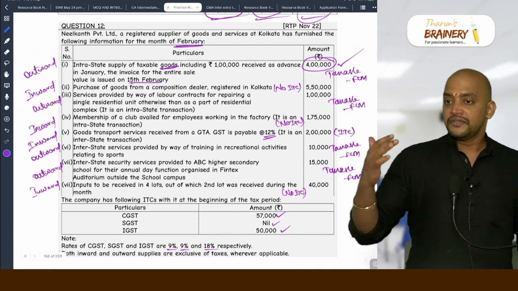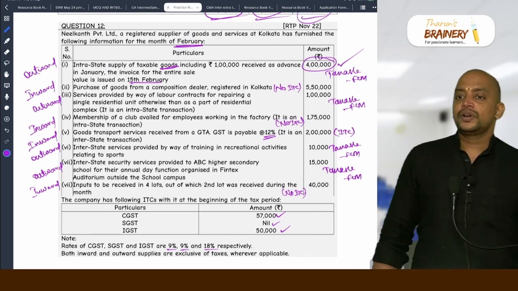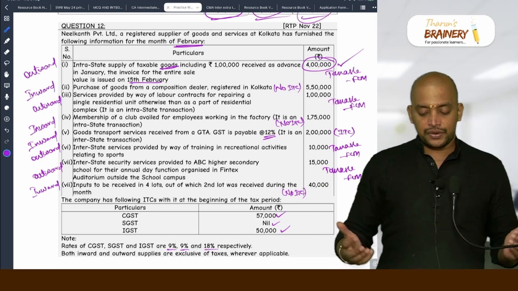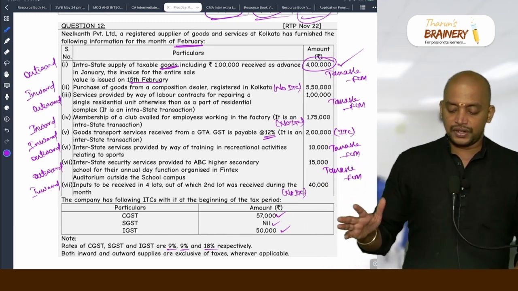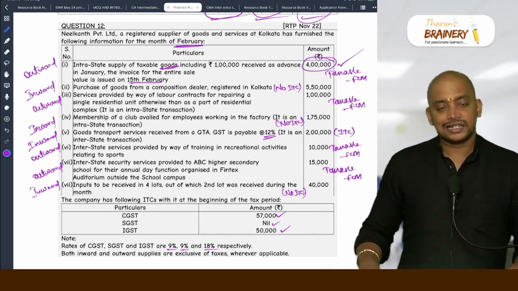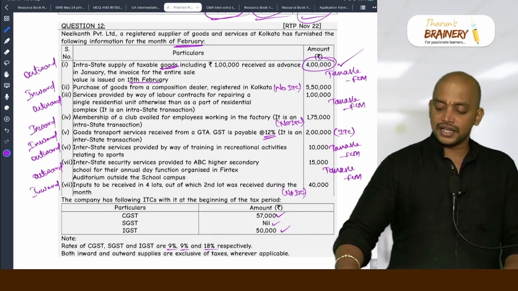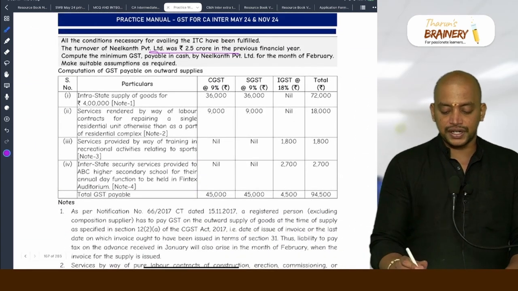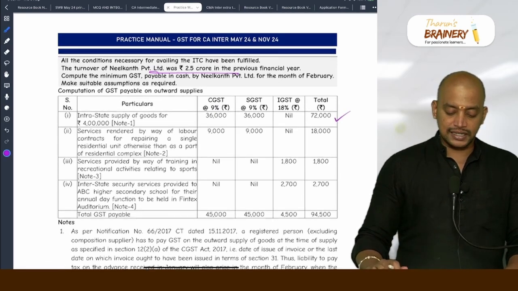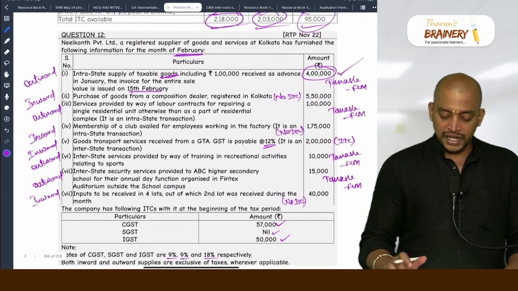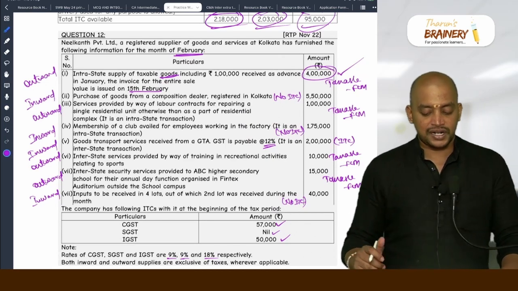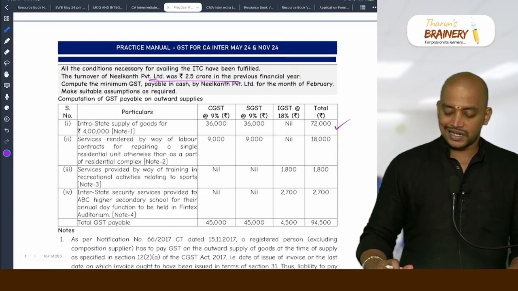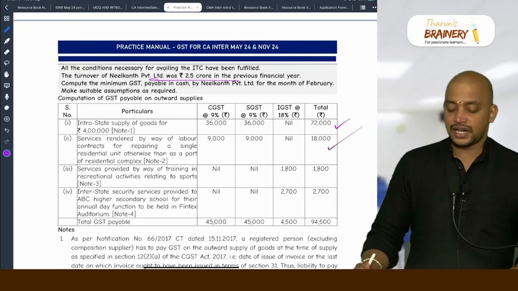First, we will prepare statement 1. What is that statement 1? Gross GST payable under FCM. So now, first one, is it intra or inter? Intra. So 4 lakhs into 9%, that is 36,000, 36,000. Understood? Next, second one related to services, labor contract, repair, that is again intrastate. So 1 lakh into 9% and 9%, that is 9,000, 9,000.